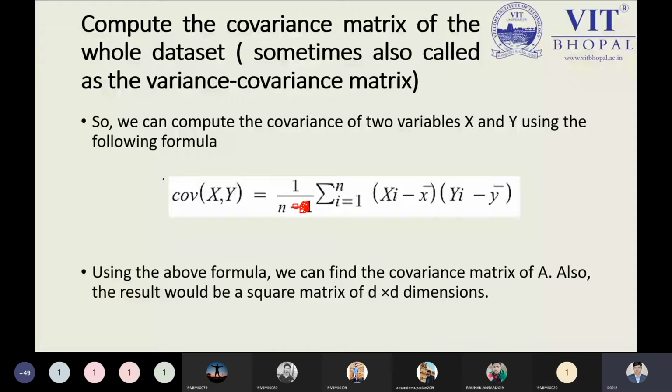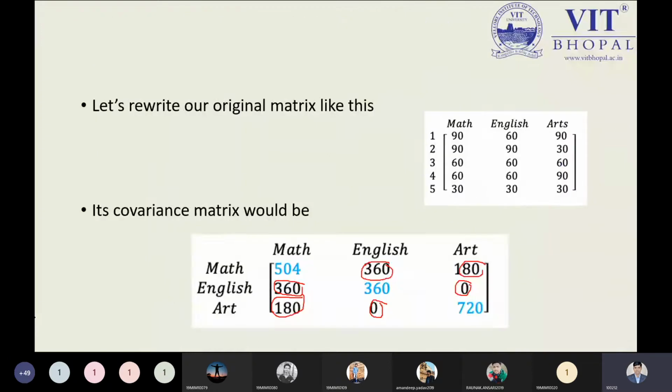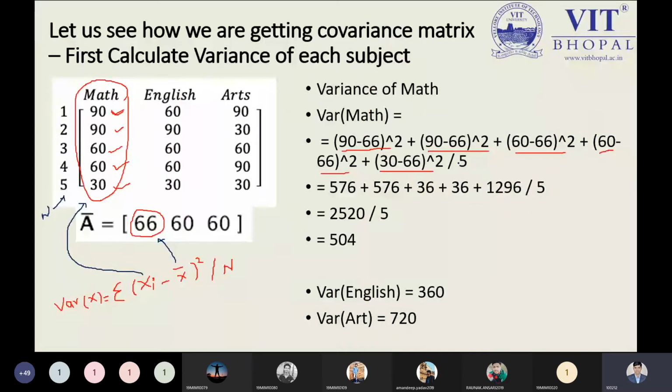No, sir. So first we need to calculate the variance of each and every subject. Am I right? Yes, sir. Okay, so how can we get the variance? Without wasting much time, this portion is not available anywhere, so I'm explaining here how we can get the variance and covariance. Please listen carefully. Let us see how we are getting the covariance matrix.